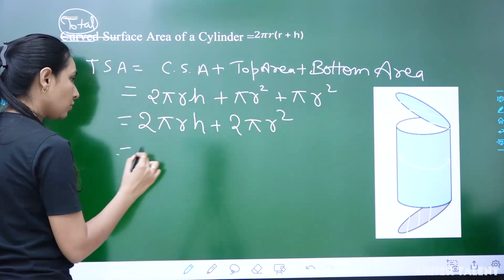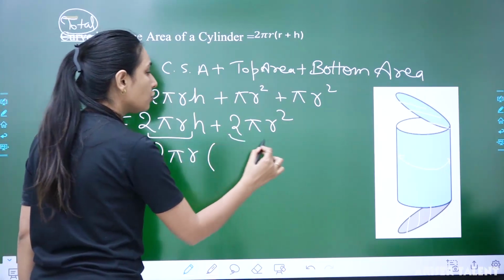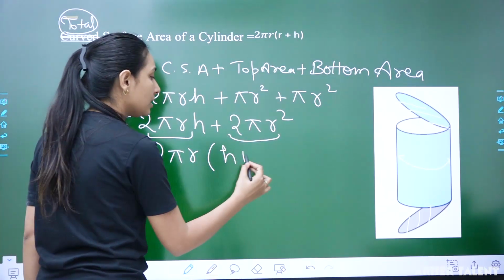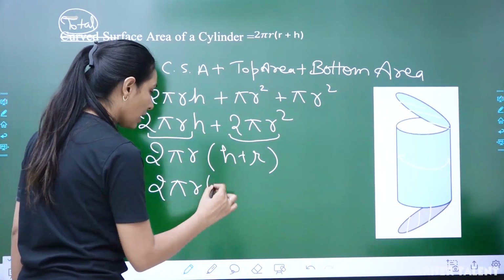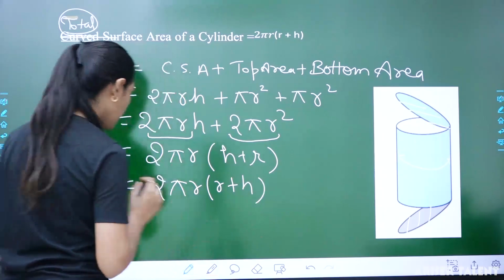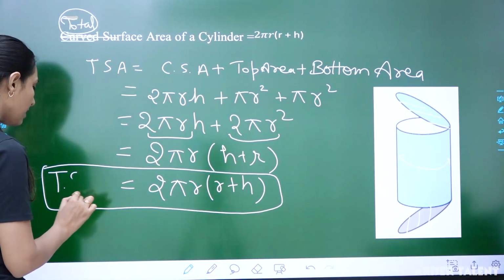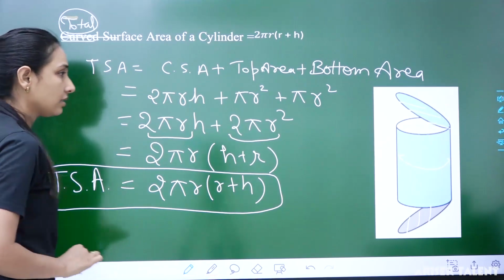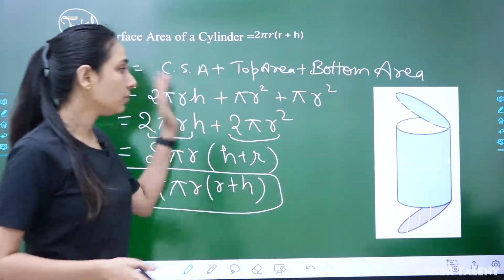Now we can take something common, 2 pi r. Okay, we can take this 2 pi r common here. It will be left with h and r. So we can write it as 2 pi r (r plus h), as our total surface area, not curved surface area but total surface area of a right circular cylinder. Okay, so we're done with that.